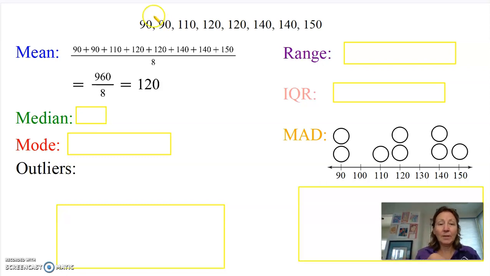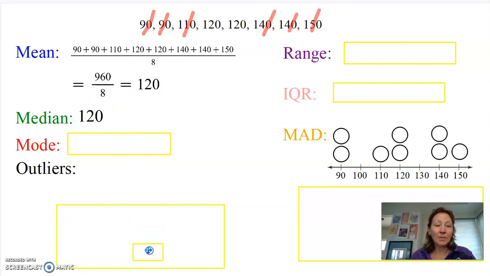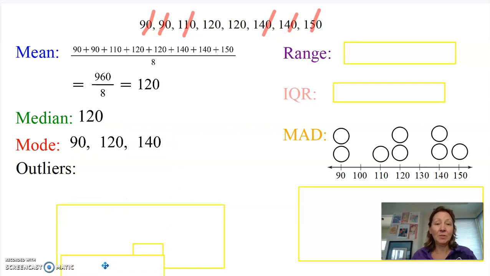The median is when you work your way to the center. I'm going to use a red highlighter. Okay. So when I work my way to the center, there are 2 numbers in the middle. And if there's 2 numbers in the middle, that is the middle number. And so the median is also 120. And the mode is the one that shows up the most, which there are 3, right? Because each of the 90, the 120, and 140 are listed twice.